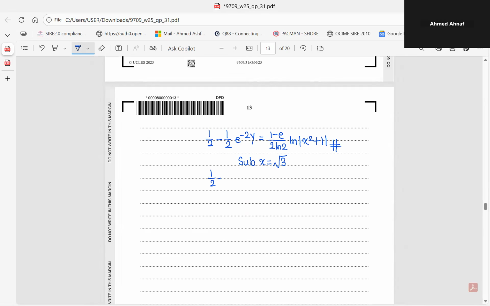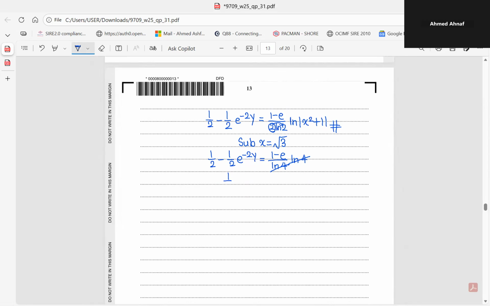So half minus half e to the power of negative 2y, (1 minus e) over 2 ln 2. We can use the power rule, make this the power. So you just get ln 2 squared. So that's just ln 4 times ln of x squared. So x squared is 3, 3 plus 1, that's just 4. So you get ln 4 over ln 4. So these two cancel out. And you would get half minus half times e to the power of negative 2y equals 1 minus e.